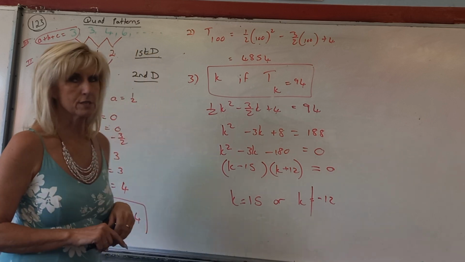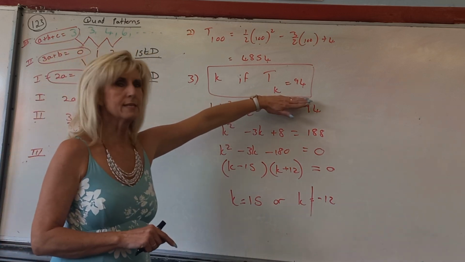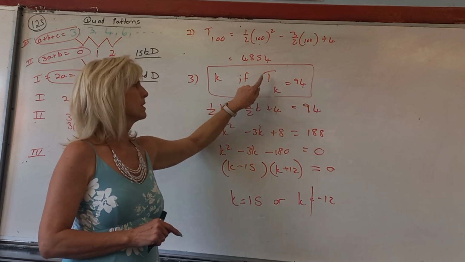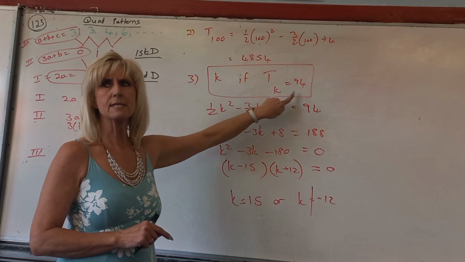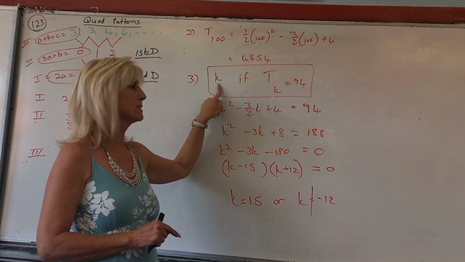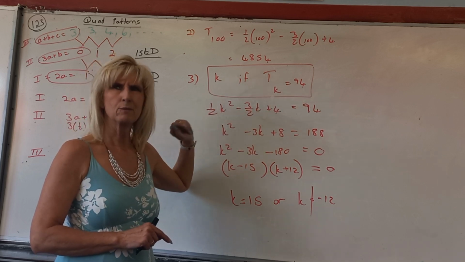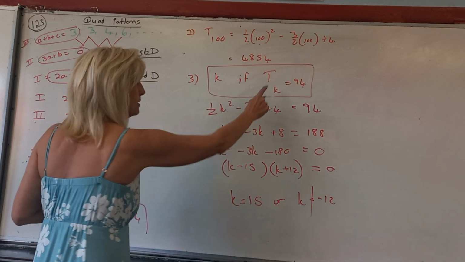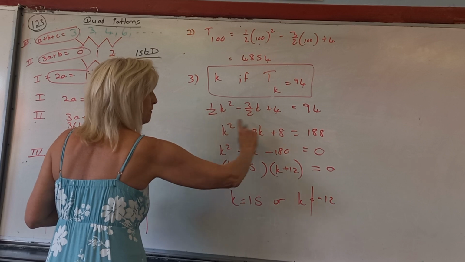Then lastly, they asked me, if Tk is equal to 94. Tk, what's Tk? Term number k is 94. Then determine what k is. Why didn't they just leave it as n? Well, they didn't. So it's actually the term number, but in terms of k.